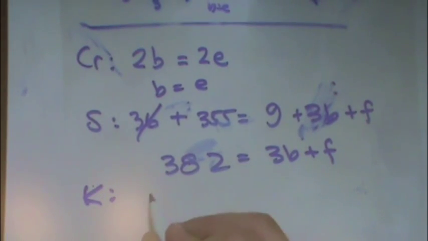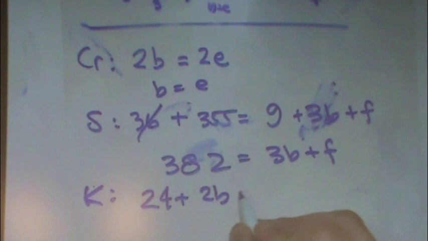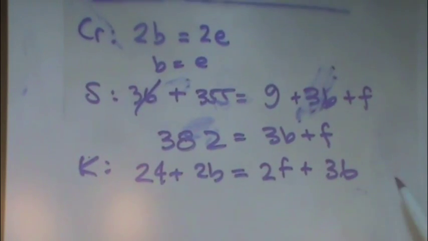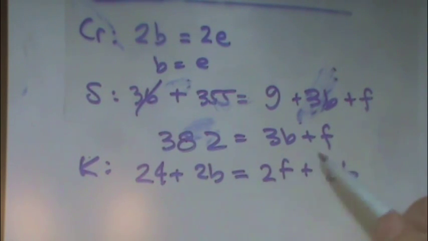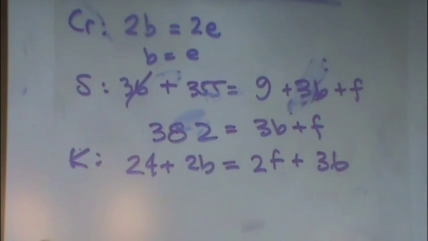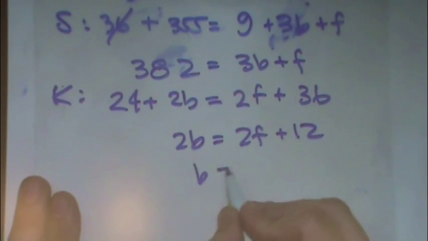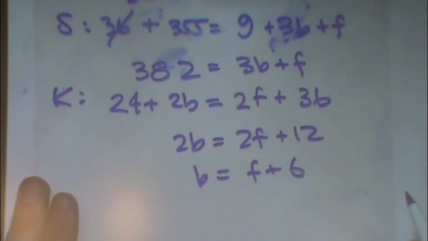Okay. Now I forgot what I said. What was the first number? 24 plus 2B equals 2F. Okay, I'll trust you. Plus 36. Oh, cool. I have 2 equations and 2 unknowns, right? So this is 2B equals 2F plus 12, or B equals F plus 6.